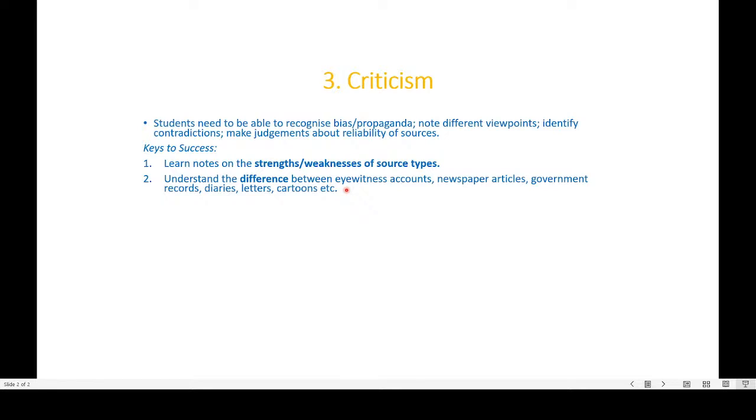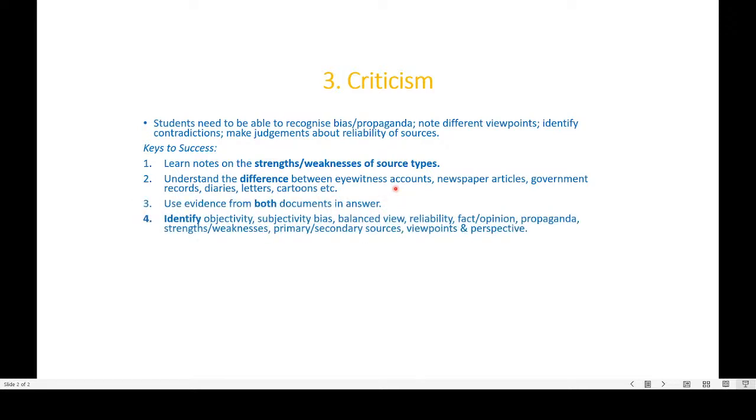What's important is we understand the difference between eyewitness accounts, newspaper articles, government records, diaries, letters, and cartoons. They're the types of sources that we're going to see. We need to use evidence from both sources or documents in our answer. These are our historical keywords. You covered them in first year. We need to be using them now. Identify objectivity, subjectivity, bias, balanced view, reliability, fact, opinion, propaganda, strengths and weaknesses, primary and secondary sources, viewpoints and perspectives.